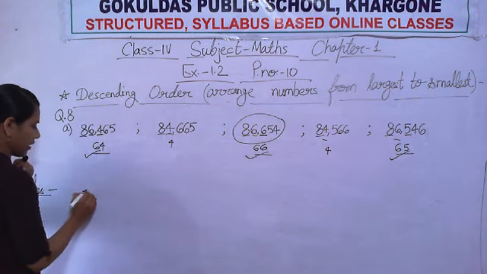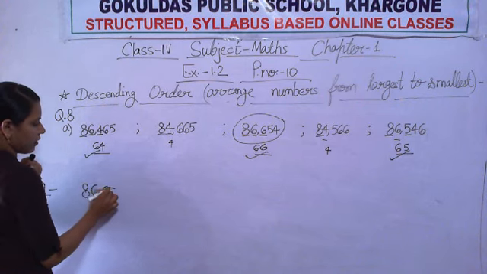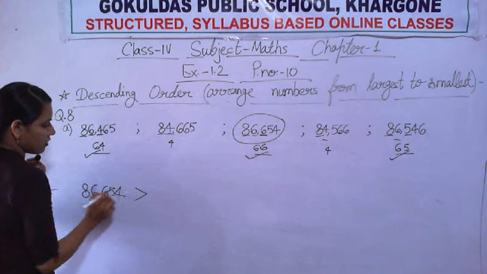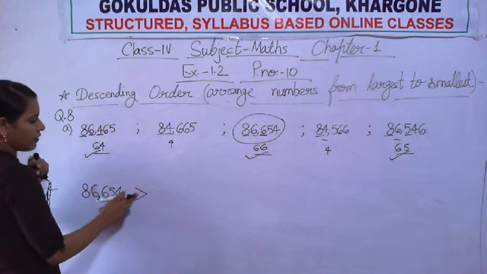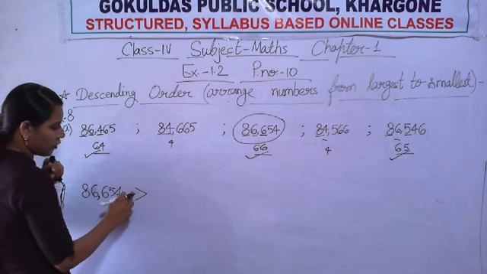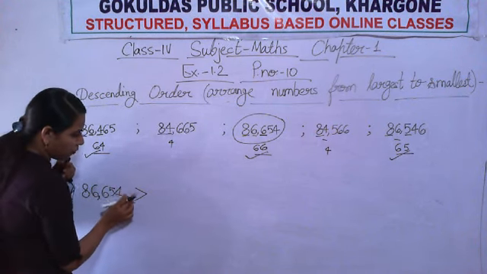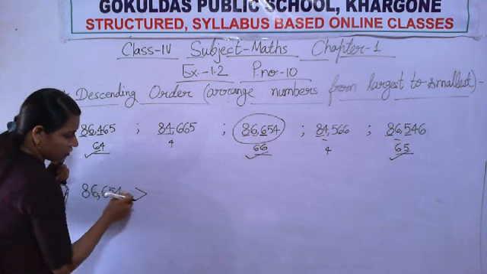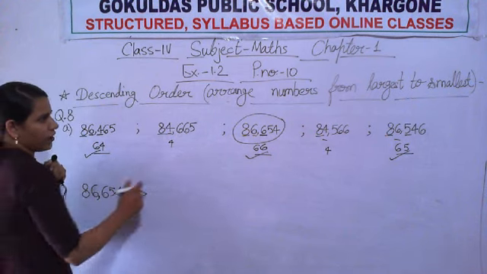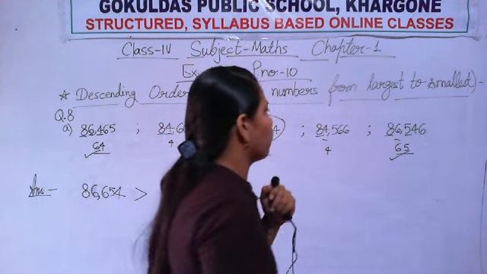This number will come at the first place, that is 86,654, the largest number, and you know that the open mouth of the symbol will be towards the largest number. So this is the largest number, so I put the open mouth of the symbol towards the largest number. Okay, so it is our first number. Now compare.